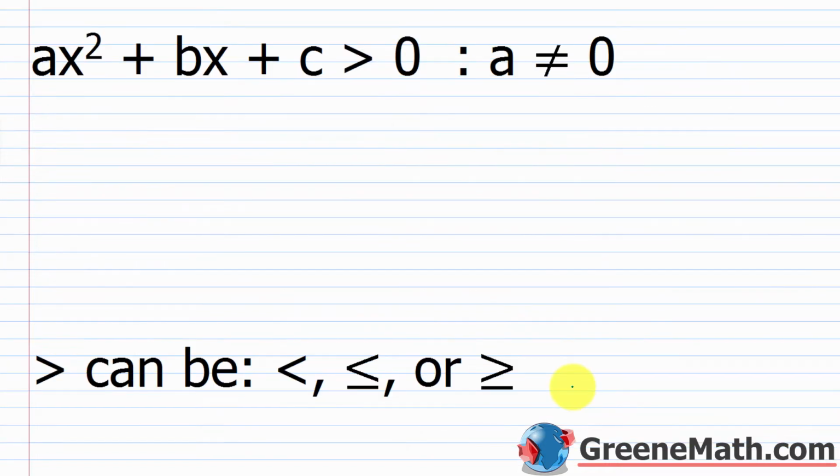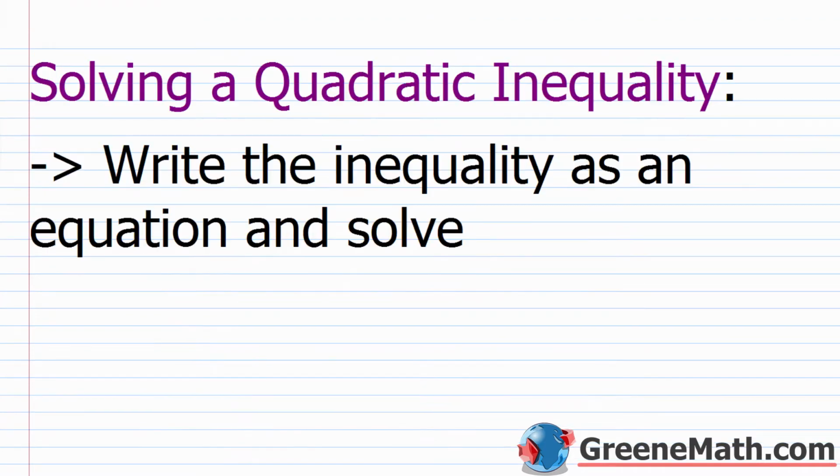Of course, when we see something generically, we have to choose something to go there. So here we have a greater than, but of course the greater than can be a less than or equal to, or a greater than or equal to. Before we jump into how to solve a quadratic inequality, I just want you to think back for a moment to when we solved a linear inequality in two variables.